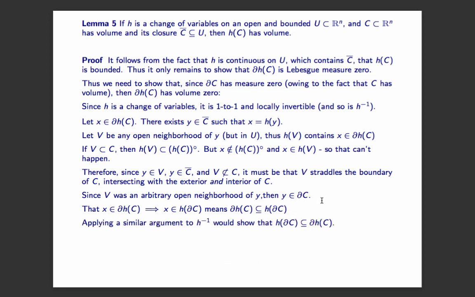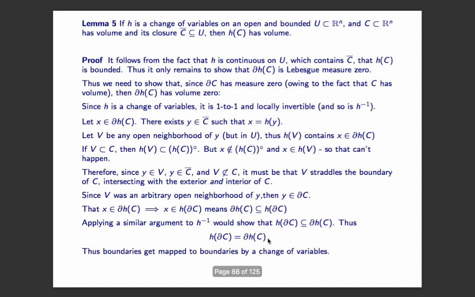Applying a similar argument to H inverse, which has all the properties of H, would show that H of the boundary of C is contained in the boundary of H of C. Therefore, they must be equal. Thus, boundaries get mapped to boundaries by a change of variables.